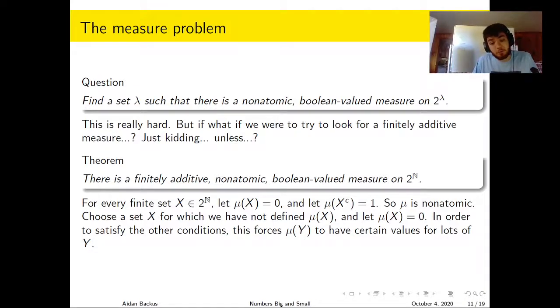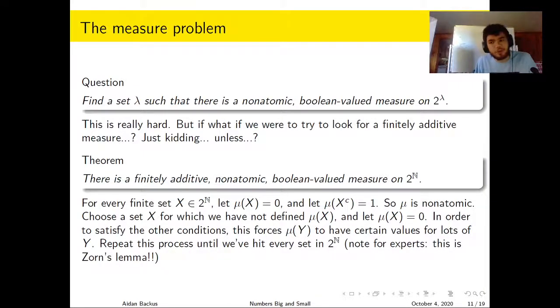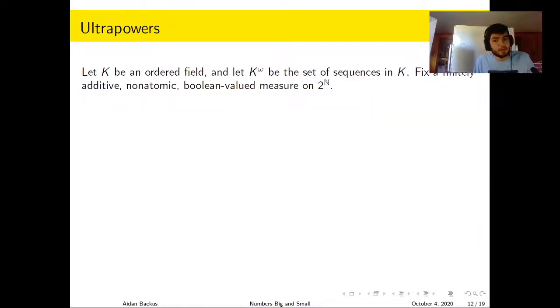Now, there are still sets that we have not assigned a measure to, but we can just repeat this process forever. And if you've taken a logic class or an algebra class before, you might recognize this is Zorn's lemma. We are using Zorn's lemma here. If you don't know what Zorn's lemma is, cool, that's not terribly important. The point is that this theorem is true. By making a bunch of arbitrary choices, we can assign a measure which is only finitely additive, non-atomic, and Boolean valued to the natural numbers, or rather to sets of natural numbers. Great. So this is the technical tool that we needed in order to prove that hyperreals exist.